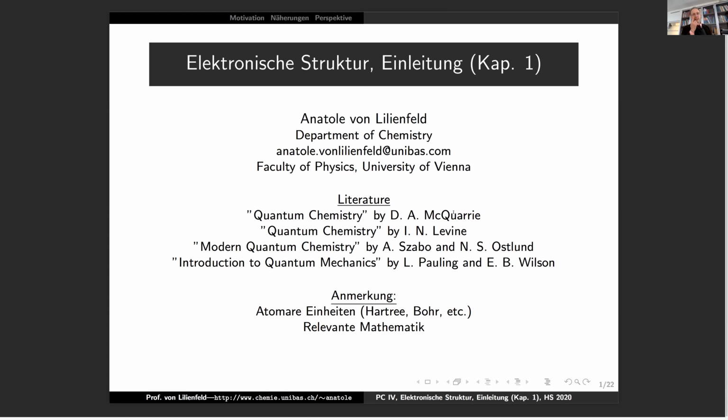So these two books are meant as really the most basic books, and much of this lecture is also in one way or another condensed or distilled from these two books. Then there is the third book. The third book is rather an advanced book, so I would not recommend going after the third book, the Szabo and Ostlund. I would not recommend reading this before you have read either one of the first two.